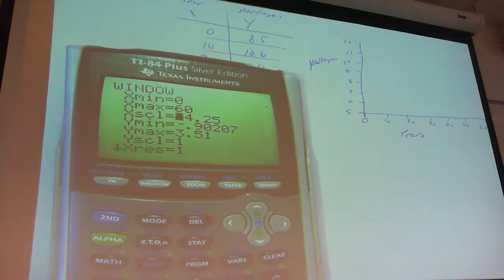What's our X maximum? 60, enter. What's our X scale? 10, enter. Perfect. Y minimum? 5, enter. Y maximum? 12, enter. Y scale? Enter, then hit graph.